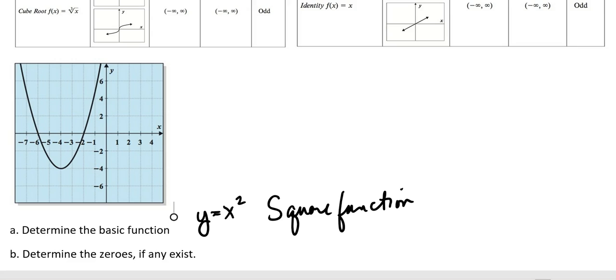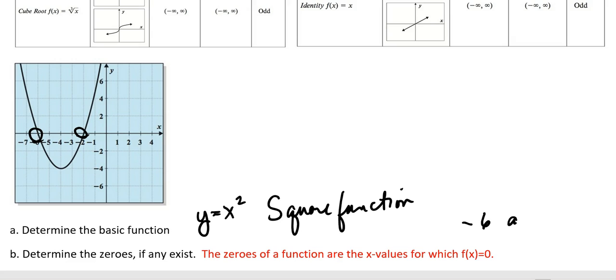Okay, the next part asks me to find if there are any zeros. The zeros of a function are the x values for which f of x is equal to 0. Another way we could say this is it's the places where it crosses over the x-axis. So a function could have no zeros, 1 zero, or many zeros. Let's look at our question. I can see that we cross over the x-axis twice. These are my zeros. So my zeros would be at -6 and at -2.